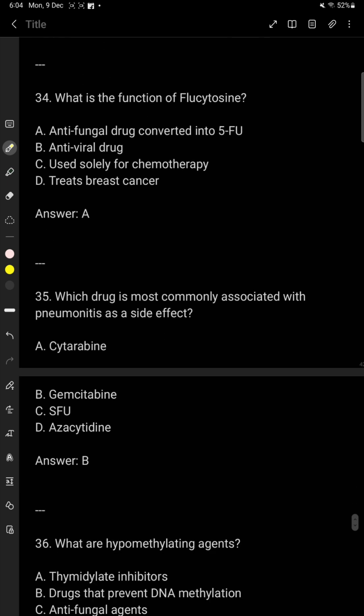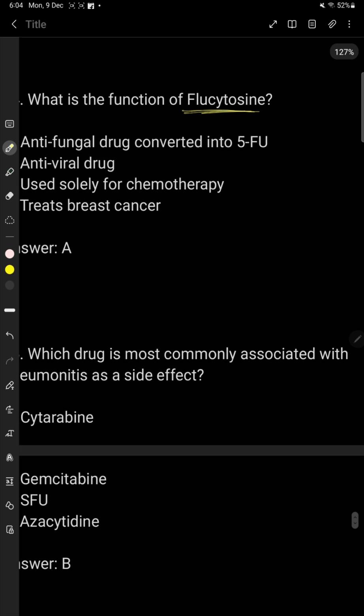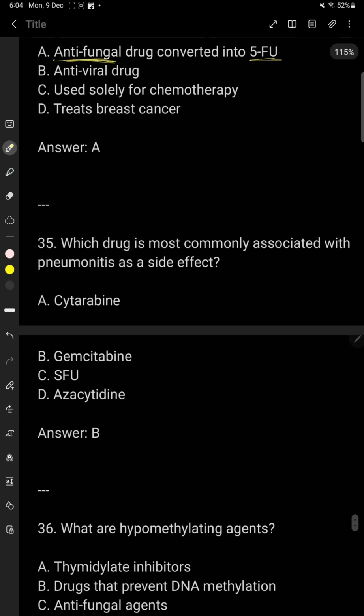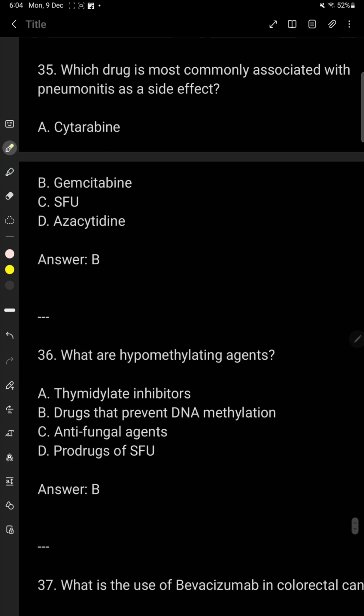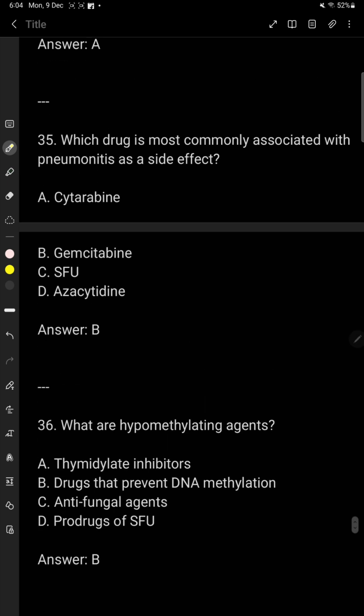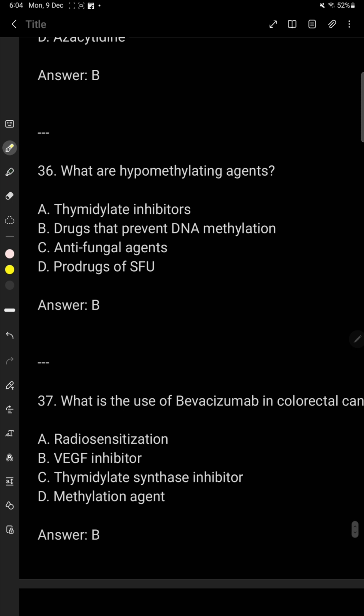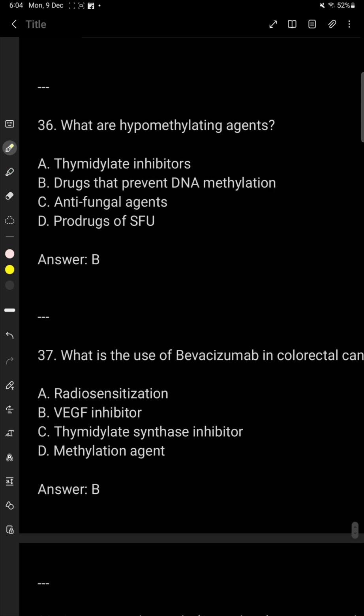What is the function of flucytosine? So flucytosine is an antifungal drug which is converted to 5-fluorouracil. Which drug is the most commonly associated with pneumonitis as a side effect? So gemcitabine is associated with pneumonitis. Gemcitabine.